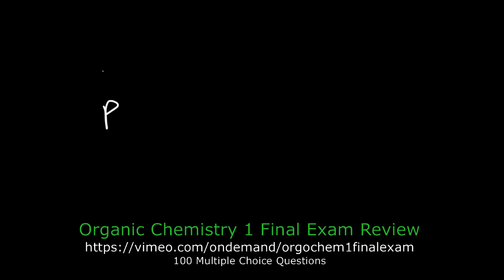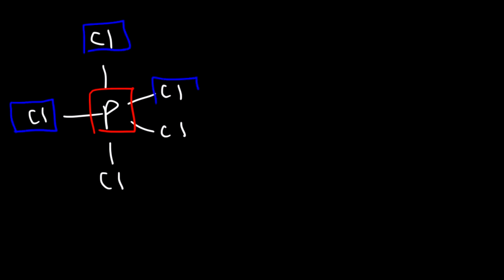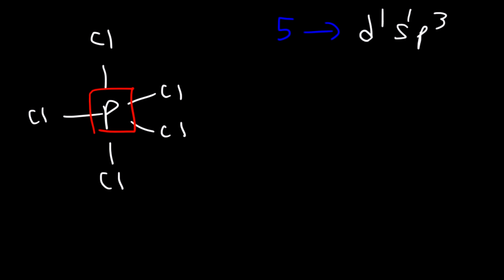Here's another example. PCl5, phosphorus pentachloride. What is the hybridization of the central phosphorus atom? So phosphorus in this case is attached to 5 groups. So what is the hybridization for something that's attached to 5 groups? So this is going to be d1s1p3. 1 plus 1 plus 3 is 5.